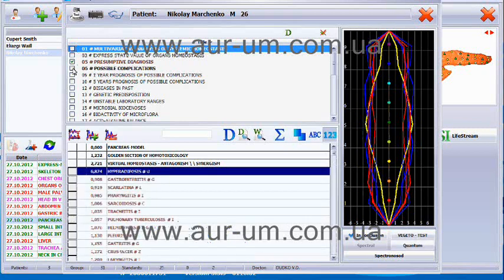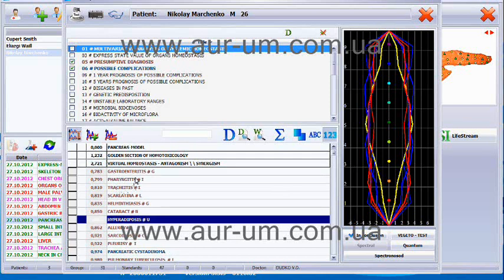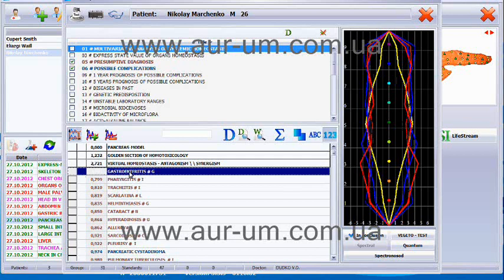Next we check 5 and 6 to see what are the presumptive diagnoses and possible complications of this organ. All the coefficients are quite high, but also, as you remember, we can check them on quantum analysis. First, we do the amplitude correction to see how it will behave under stress, and we see that under stress gastroenteritis would be the main problem.